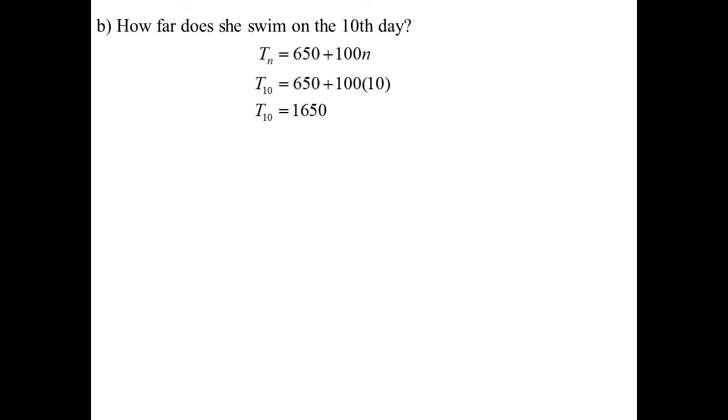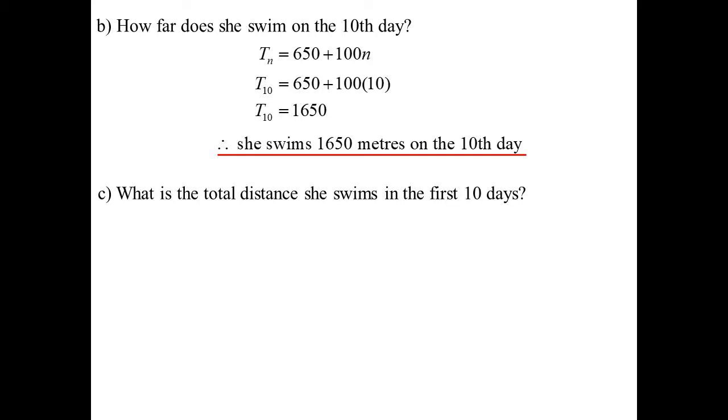Well, now we just use the formula that we just found. So term n, remember we just found 650 plus 100n, sub in 10, 1,650 metres. Well, if we were to add up all that she swam in the first 10 days, so over the course of 10 days, in other words, they're asking us, what is the sum to 10?